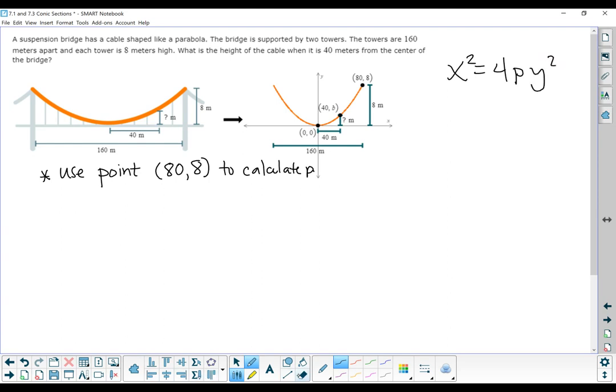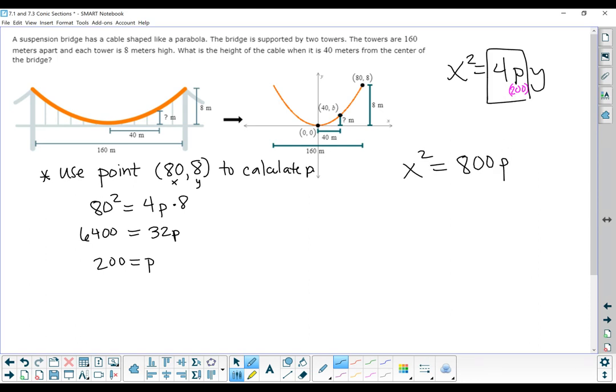Oh, whoops, sorry. No squared on the y. Okay, so we're going to sub in 80 for x and 8 for y. So we get 80 squared is equal to 4p multiplied by 8. So 80 squared, 6,400, is equal to 32p. And so if we divide by 32, we get 200 is equal to p. So now that we know what p is, if we substitute that p value into our equation, we get the equation x squared equals 800y. And I got the 800 by timesing the p value by 4. Oh my gosh, that's a y. I'm sorry.